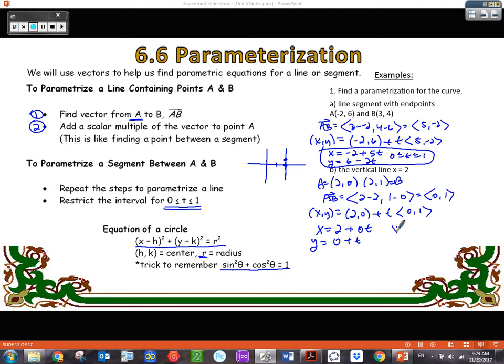So we would have x equals 2 and y equals t. That would be our set of parametric equations that would generate the vertical line x equals 2. Okay, how are we with that?